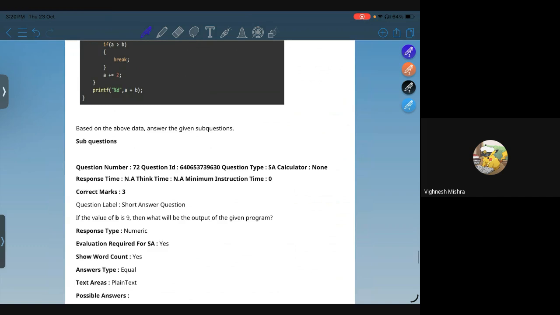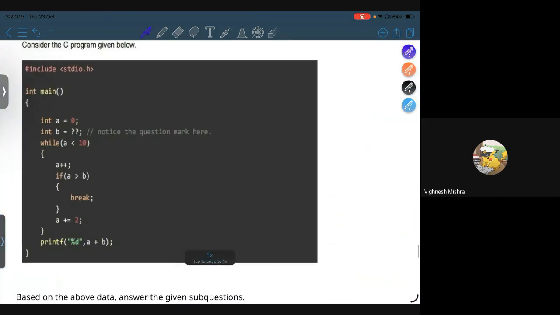If the value of B is 9, what will be the output of our program? B is 9. So A is 0, B is 9. While A is less than 10, so 0 is less than 10, A will be incremented. It will check whether 1 is greater than 9. No, it's not. So it will add 2. Again, it will become 3. Now 3 will go here and it will check. Is it less than 3? Yes, it is. It will become 4. This condition is still false and it will become 6.